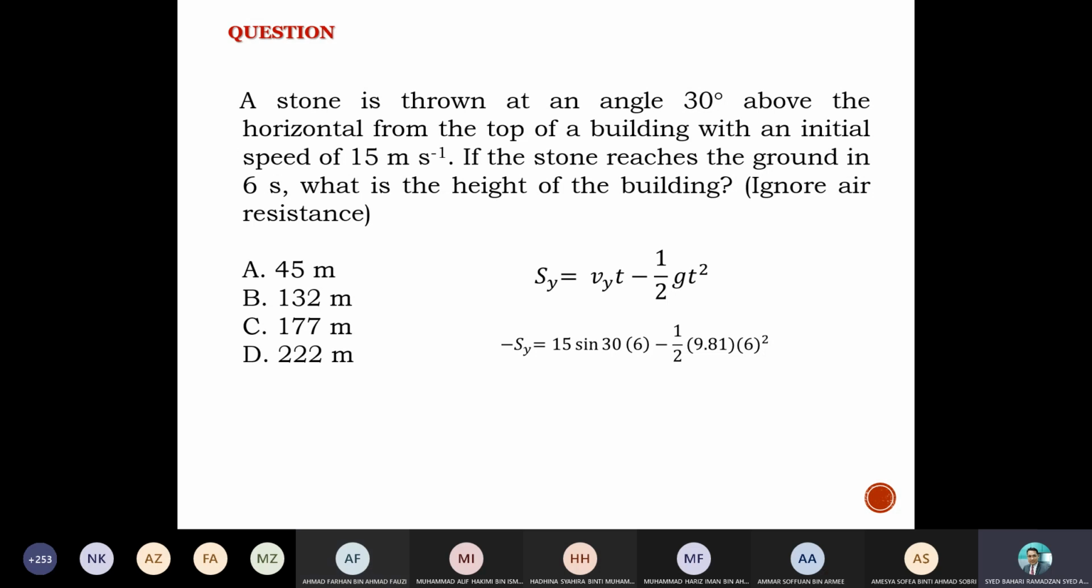Dia nak dapatkan nilai S lah. So equation yang ada S dah ada nilai T. Satu je equation dia yang tu je lah kan. Kalau dia pakai V final, V initial tu dan soalan ni tak ada pun V final. The question is we have the initial V and then you have T. And then of course you have A. Satu je equation dia.